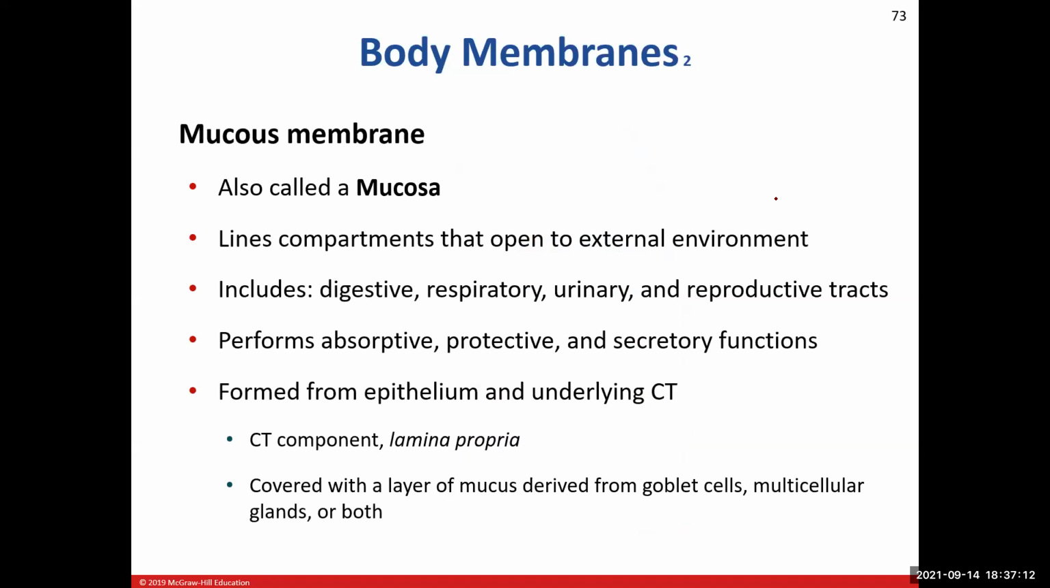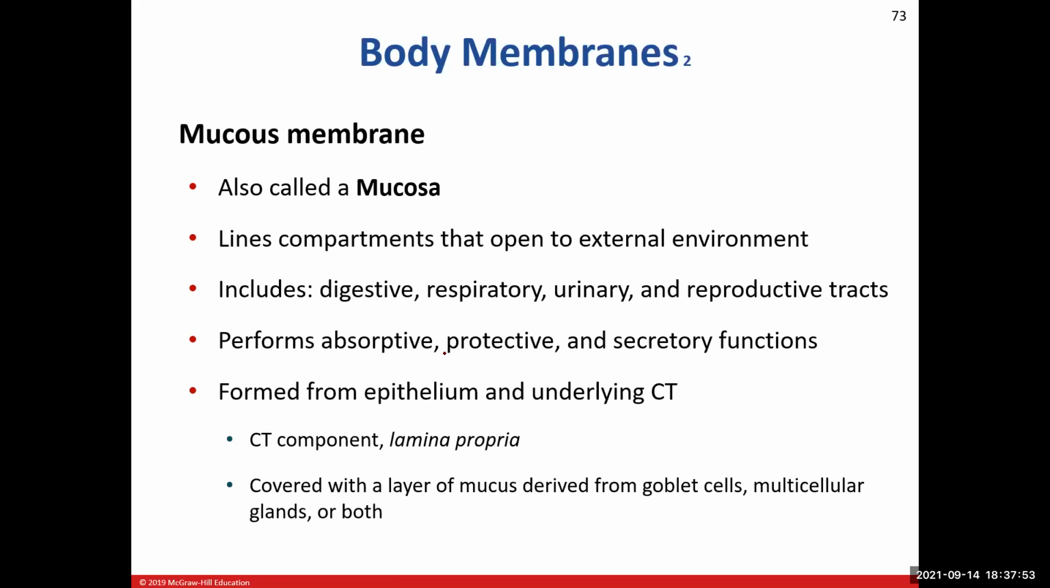Again, this membrane is going to be in areas that are exposed to the outside, the external environment. So the openings to your mouth and nose, so that would be the digestive and respiratory system, will have a mucous membrane there. Also, the exits to your body, urinary, reproductive tracts, digestive tracts, you're going to see that. So that's what I tell folks basically: the mucous membrane is going to be in areas that are exposed to the external environment. It plays a large role of protection.